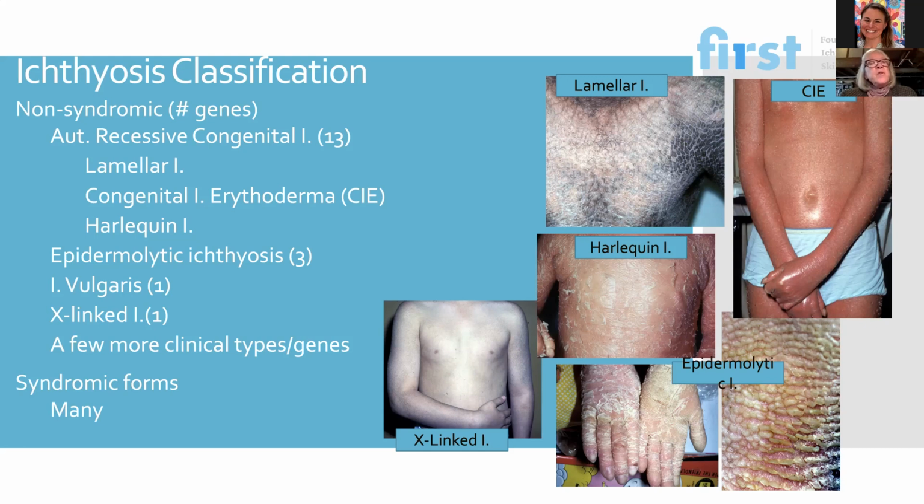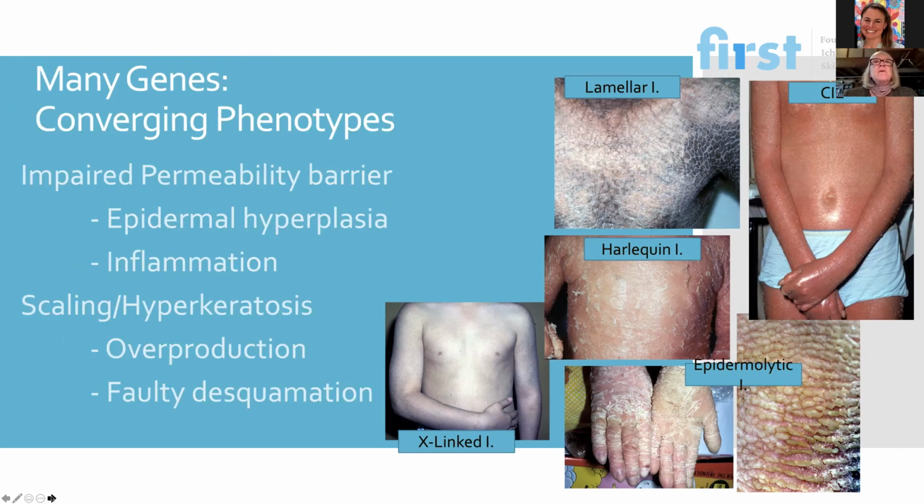Finally, there are a few more non-syndromic types, as well as an ever-enlarging group of syndromic forms in which ichthyosis occurs as part of a multi-system disorder. In recent years, over 50 different genes have been identified that can cause either non-syndromic or syndromic types of ichthyosis. Thus, many genes can produce an ichthyosis condition when mutated.